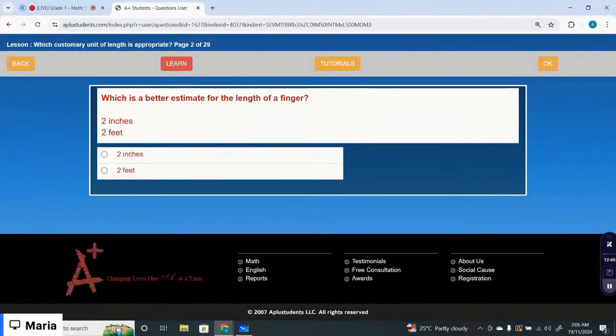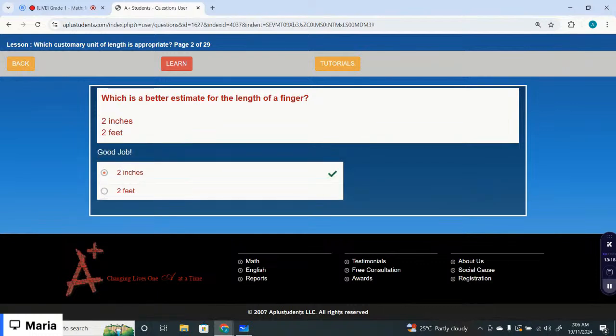Which is a better estimate for the length of a finger, 2 inches or 2 feet? Which is the correct option? The correct option is 2 inches. Option number one is the correct option. That's just the length of the finger. So it must be in inches, not in feet, right?